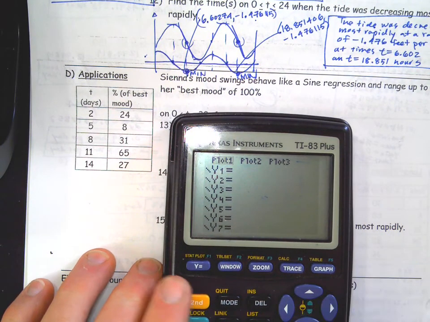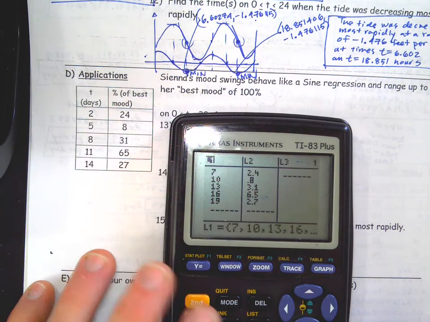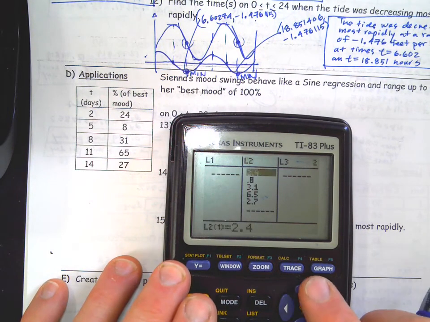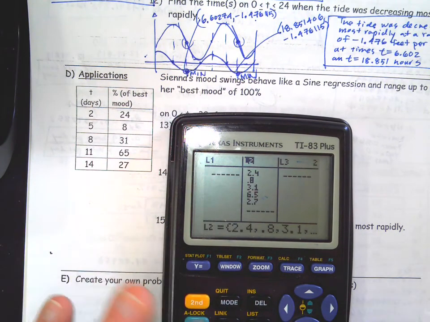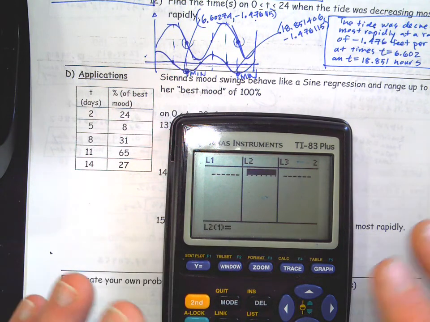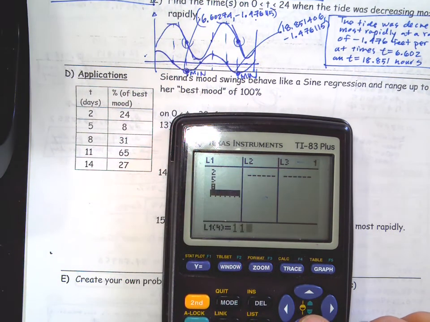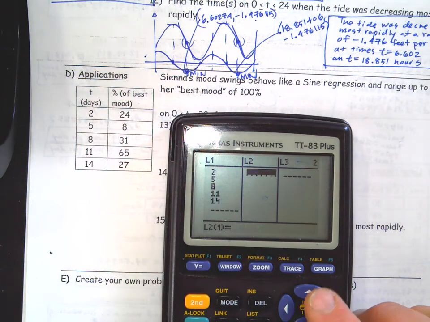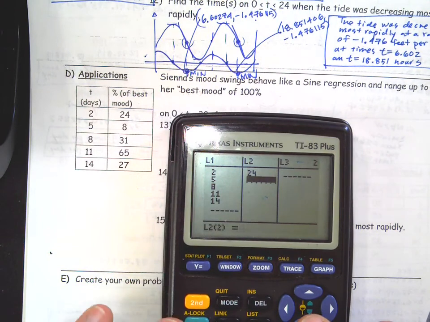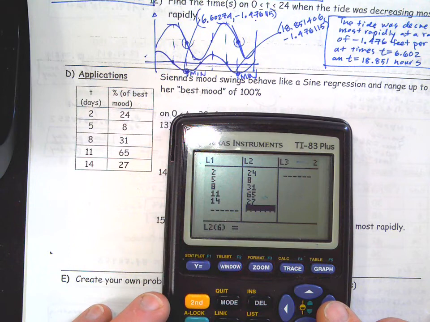We're going to go to stat, edit. I'm going to go ahead and clear these lists. Now, if you created your sine regression equation, you can clear the list and still have the sine regression equation stored in your Y menu. So you don't have to have tons of lists in here. 2, 5, 8, 11, 14, 24, 8, 31, 65, 27. Okay, double, triple check it.